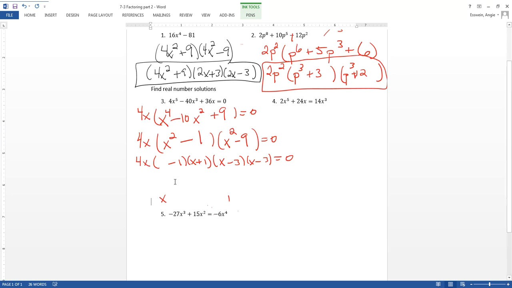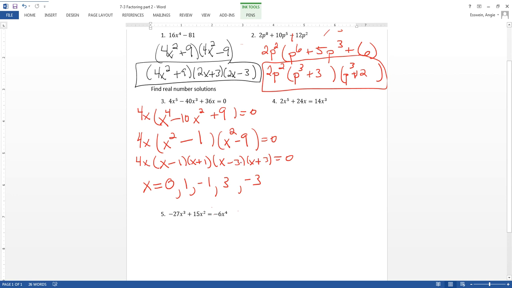Oops, we took the x with us. Let's erase that. Okay, that's an x. So our final answer is x equals, well, it's 0 here. 0 makes 4x equal to 0. 1 works here, and -1 works here. And 3 works there, and this is x minus 3, x plus 3, so -3.